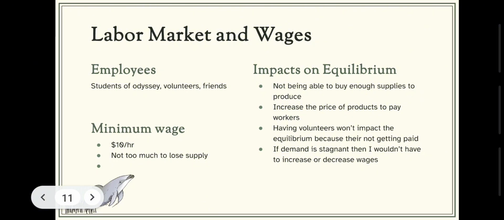And the impacts on equilibrium, how I see it, is that I won't be able to buy enough supplies to produce, because maybe a certain amount of employees I have to pay, meaning that I will probably have to increase the price of the products to pay the workers, which could also lead to a low demand. And having volunteer workers won't impact the equilibrium, because they're not getting paid.